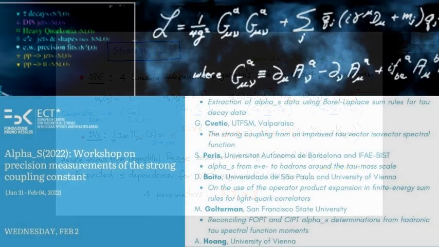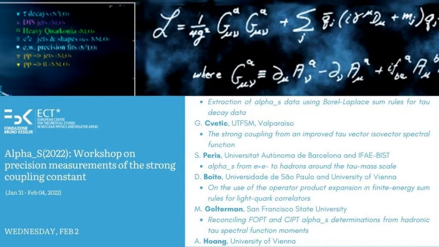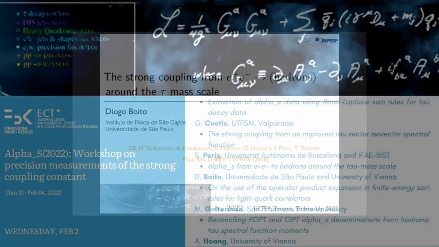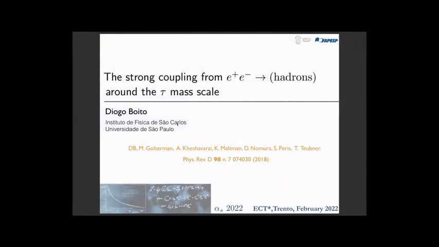Okay. Yes, thank you. So let me start by thanking the organizers for the opportunity to give this talk. So I am going to talk about alpha S around the tau mass scale, but using e+ e- to hadrons data. So this is really R of s data, the type of data that goes into the determination of g-2 of the muon on the inclusive e+ e- cross section.